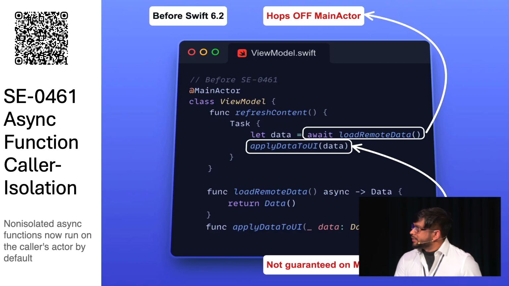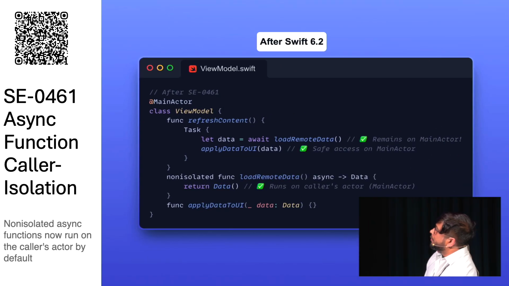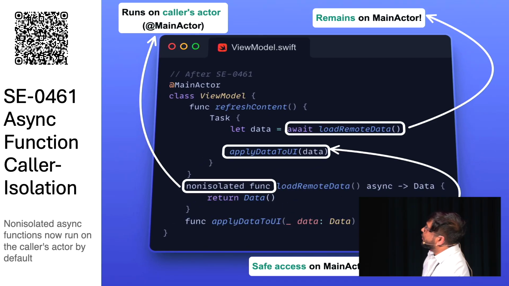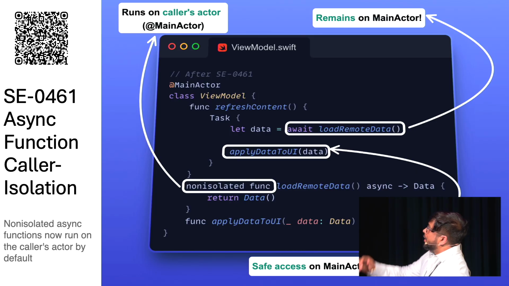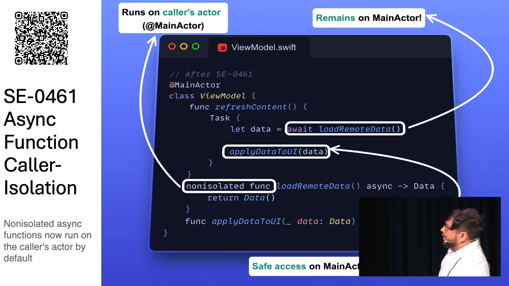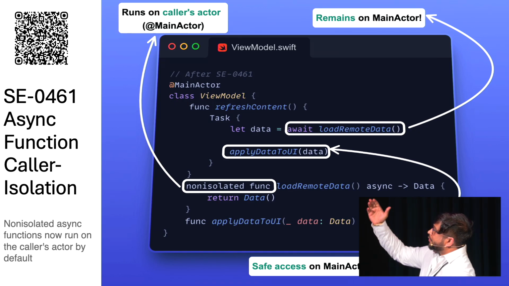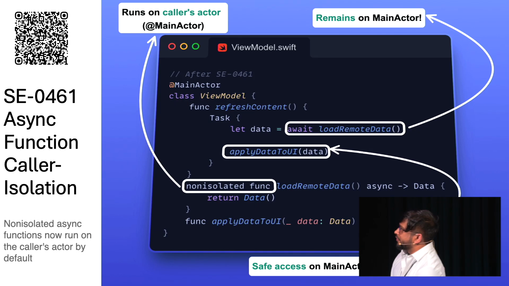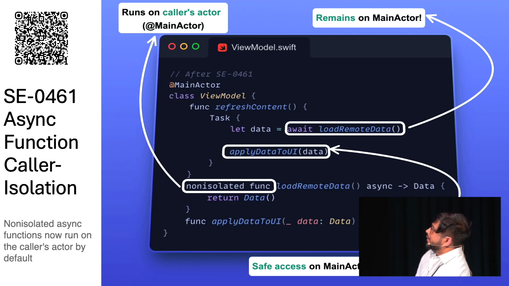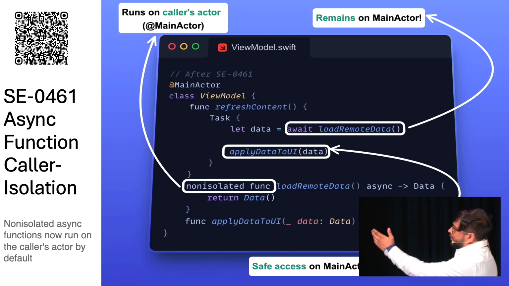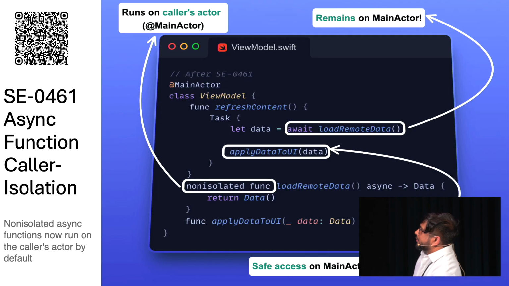SE-0461 makes this unnecessary. Now you can check this. This is the problem, and you can see the solution in Swift 6.2. The same code works well with Swift 6.2 approachable concurrency. Now the nonisolated function will run on the caller's actor. The view model is main actor isolated, so this function will run on the main actor.